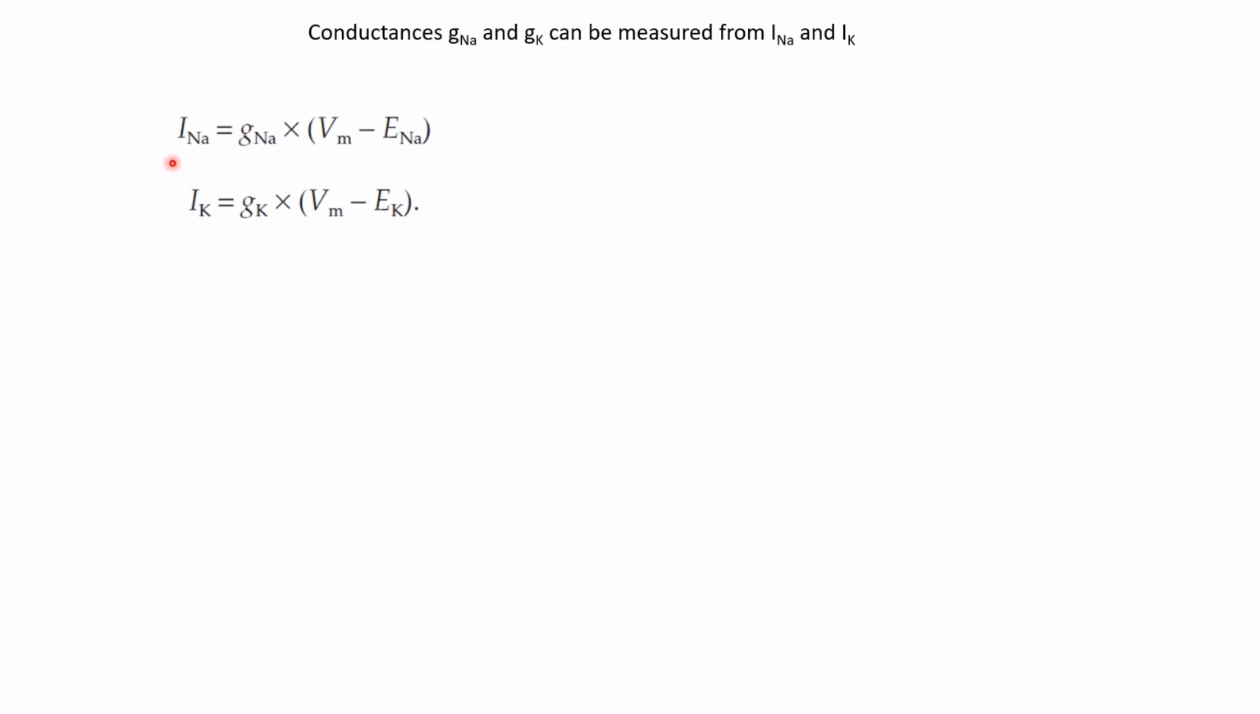So here's the exact relationship between the current, the conductance and the driving force. For sodium, the current is equal to the sodium conductance times the driving force on the sodium ions. This driving force depends only on the equilibrium potential of sodium and the voltage. The difference between them tells us what the driving force is, and the current is measured experimentally as we saw in the last slide. And if we divide this current by the driving force, we get the conductance as a function of time. And similarly for potassium.